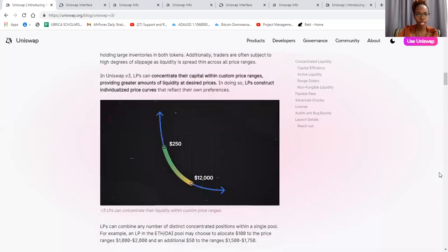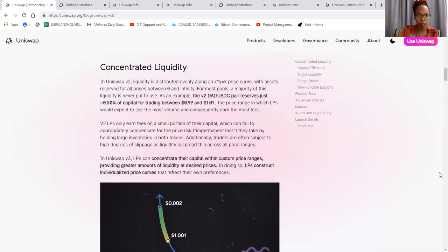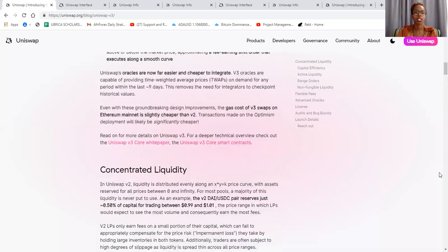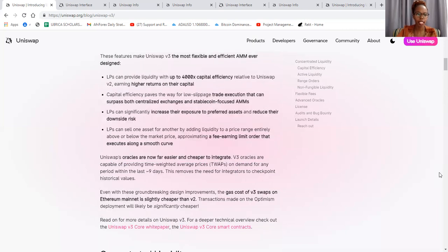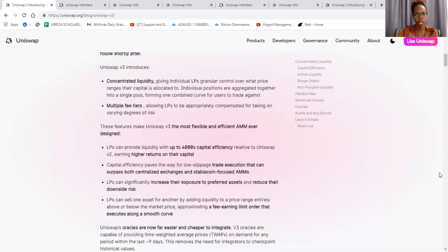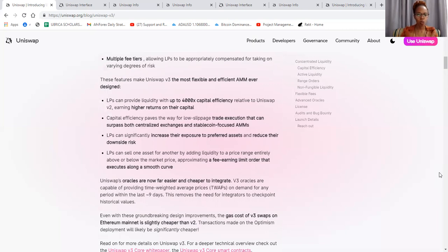I'm trying to look for that article where it is talking about the fees, but I can't seem to get it. But it's okay, if we come across it, we are going to go through it again.